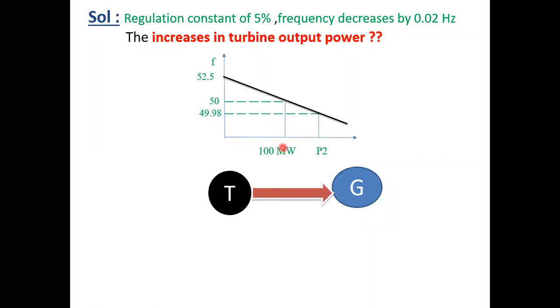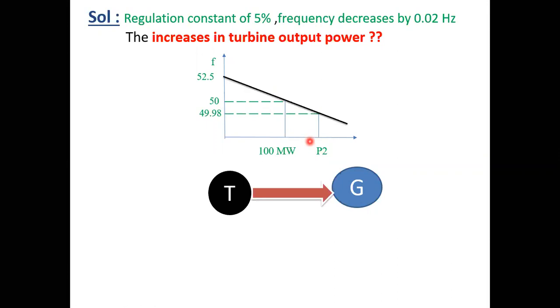Understood, everybody? So this 100 megawatts is the rated power at rated frequency, that is, at 50 Hz. And from the given data, when the frequency decreases by 0.02 Hz, meaning when it comes from 50 Hz to 49.98 Hz, what is the corresponding power? That is P2. So we need to find P2 here. P2 is not the final answer. What they're asking is the increased power on the turbine side. So increased power means the difference between 100 megawatts and P2. This portion represents the increased power on the turbine side. So once you know the P2 value, easily you can find the difference between P2 and 100 megawatts.